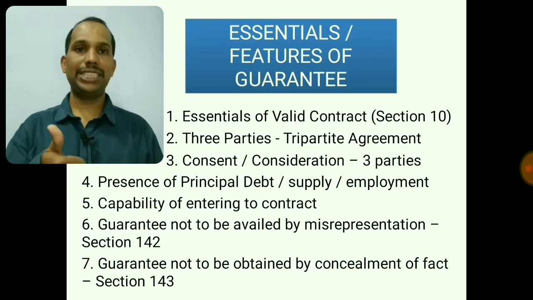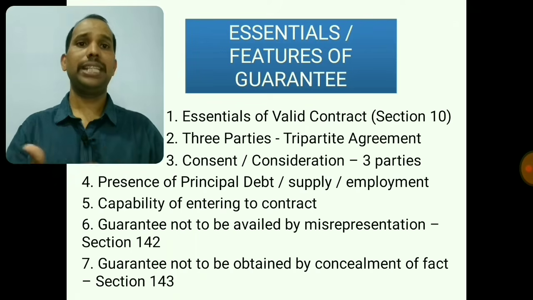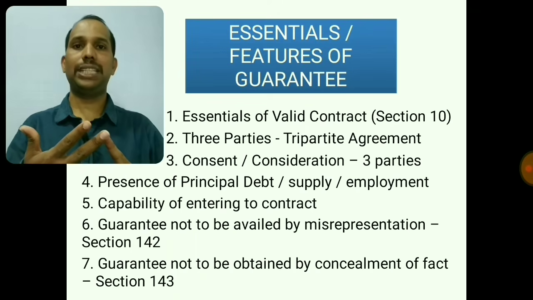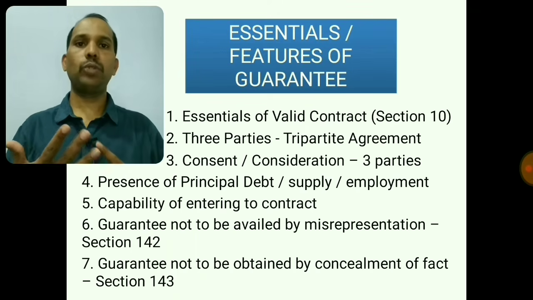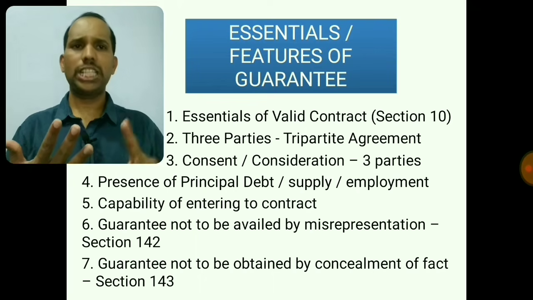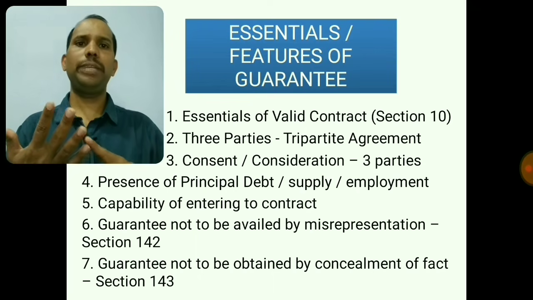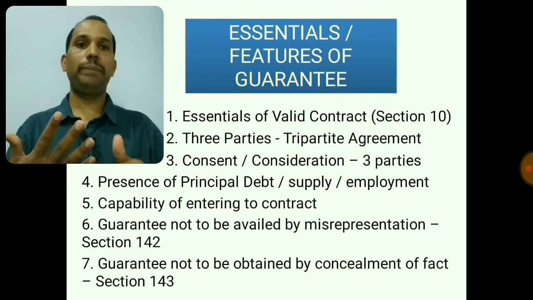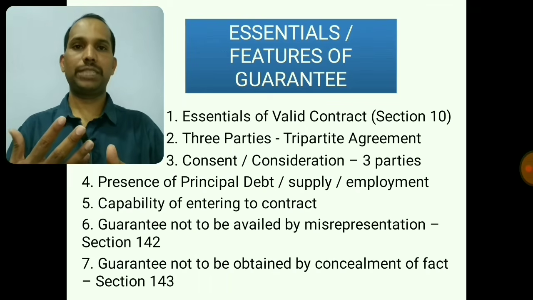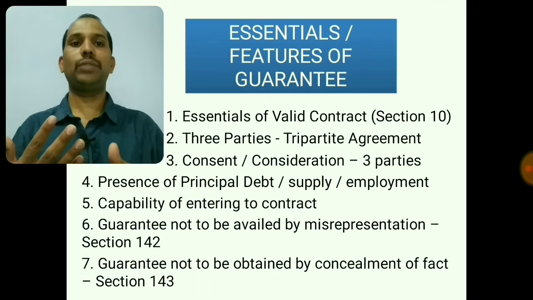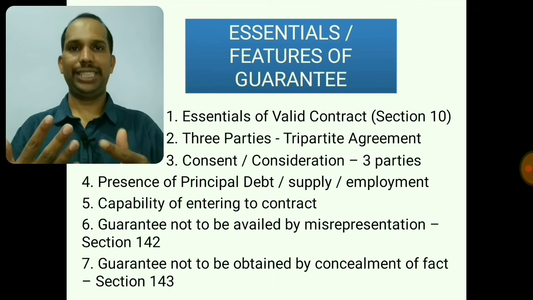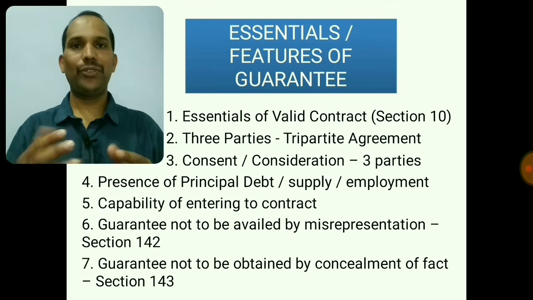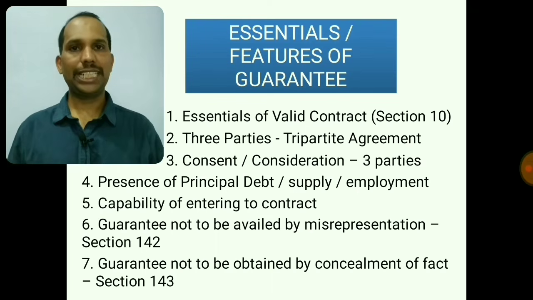The first one being essential of valid contract. Second one, there are three parties as well as a tripartite agreement. Third one, there is consent and consideration from all the three parties. Fourth one being presence of principal debt or supply or employment. Fifth one being capability to enter the contract. Sixth one being there should not be misrepresentation as per section number 142. And seventh one, there should not be concealment of fact, section number 143. I hope by now you are very clear on the contract of guarantee.